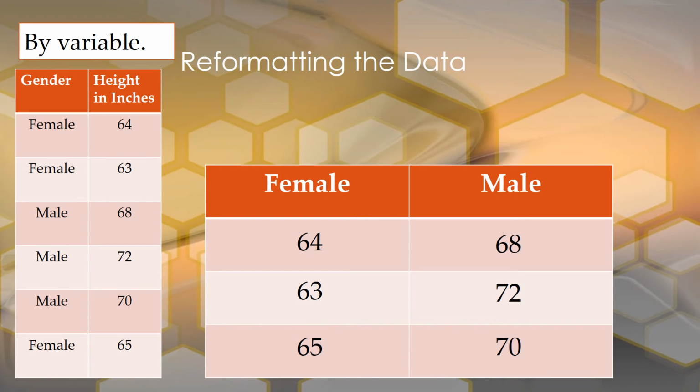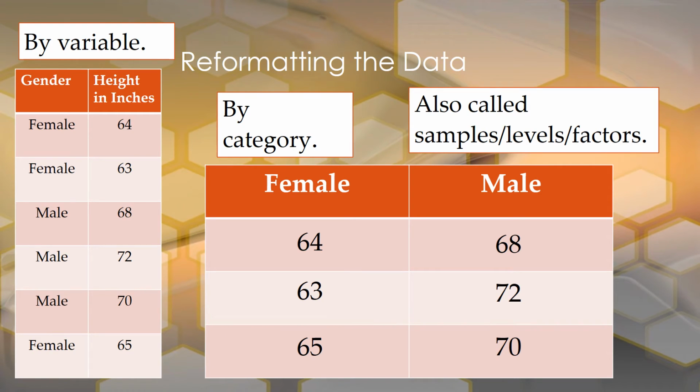So over here we have the data formatted by variable. And then over here we reformatted it to be by category. And these categories are also called samples. So we can have a female sample and a male sample. It's just like we have two different populations and we take a sample from each of those. So we have this female population and this male population, and we take a sample from each of them.